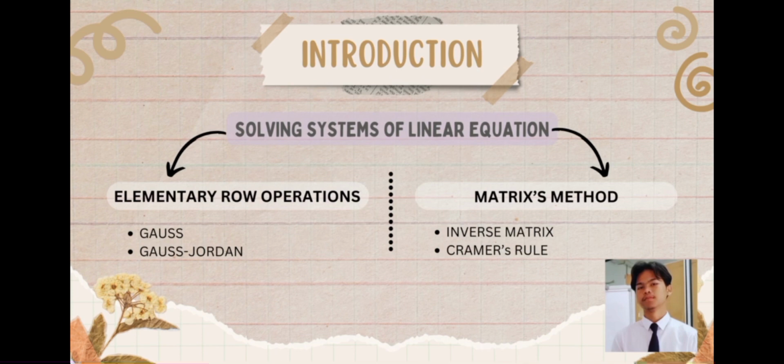This is an introduction for our topic. Solving a system of linear equations uses elementary row operation (ERO) and the matrix method. ERO is divided into two methods, which are Gauss elimination and Gauss-Jordan elimination. The matrix method is also divided into two methods, which are inverse matrix and Cramer's rule.